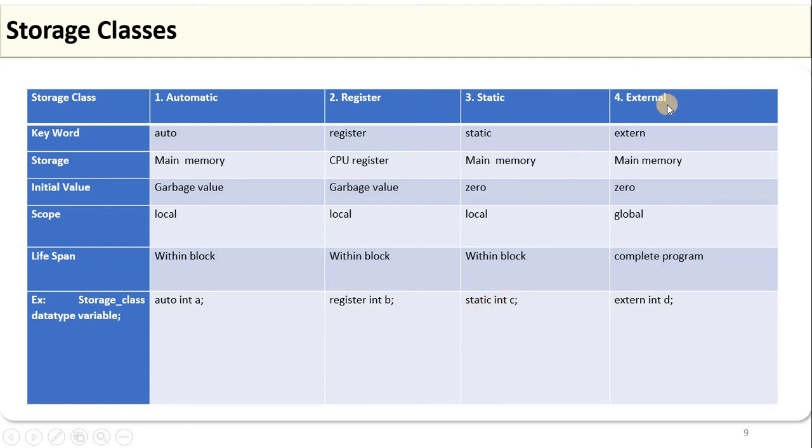The last one is external. The keyword used is extern, storage is main memory, initial value is 0, scope is global, lifespan is complete program. Then the declaration is extern int d.